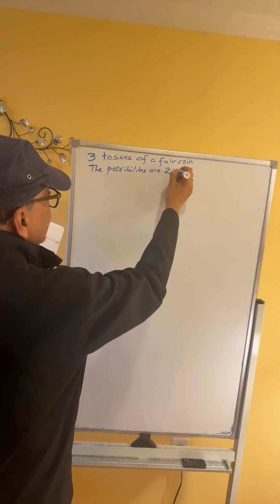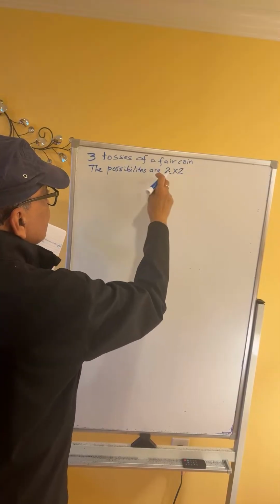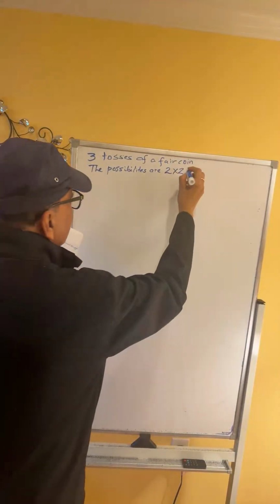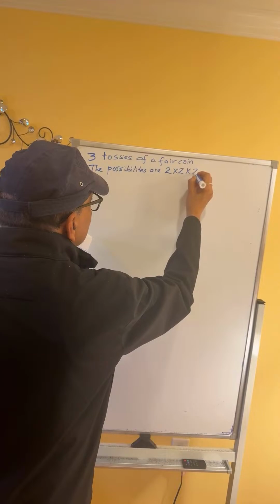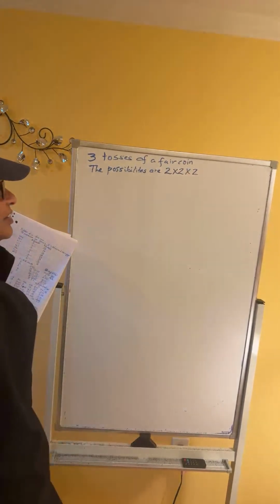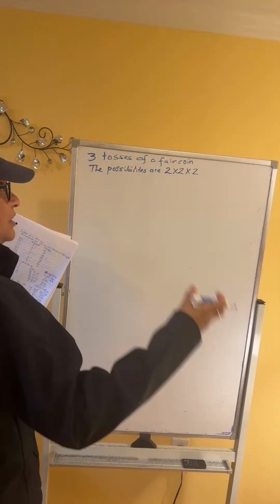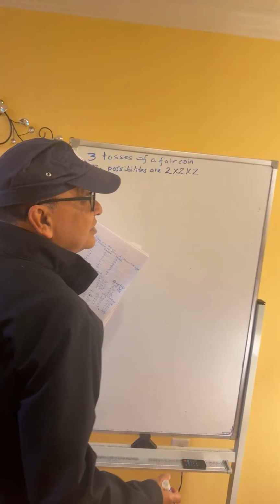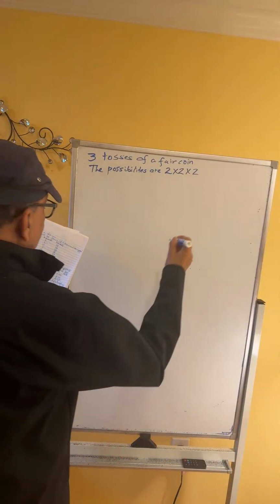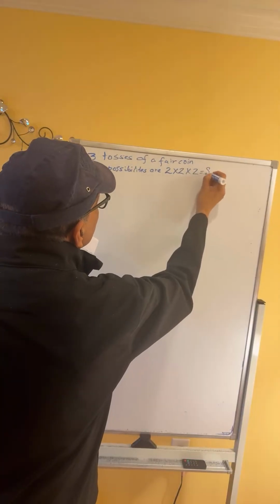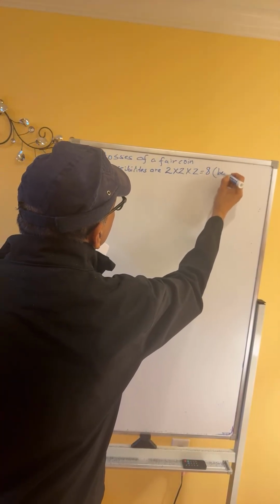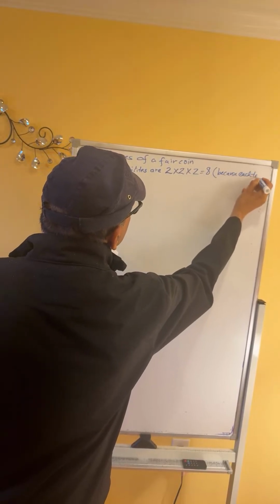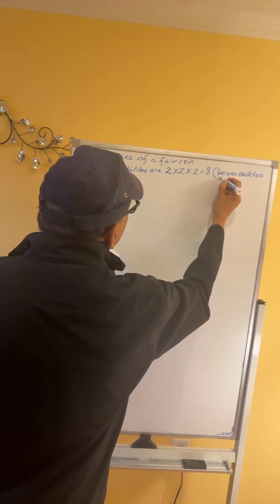So the total possibilities are 2 times 2 for 2 tosses, because the second toss has also 2 possibilities, head or tail, and then multiplied by 2. Why are we multiplying? Because these are independent possibilities, independent of each other. What we get in each toss does not influence what we will get in the subsequent tosses. It is equal to 8, because each toss is independent.